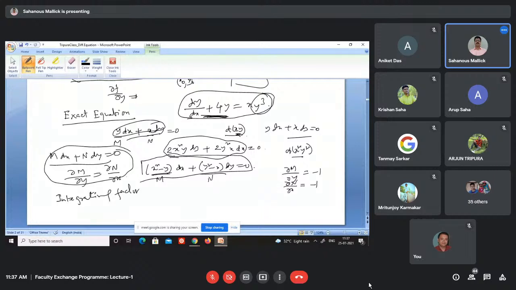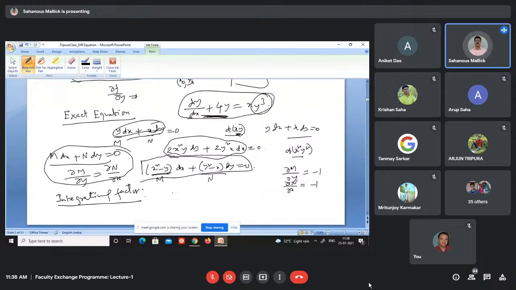Integrating factor. What is integrating factor? Integrating factor is a factor, multiplying by which a non-exact equation can be made exact. Let us write an example to clarify this definition.